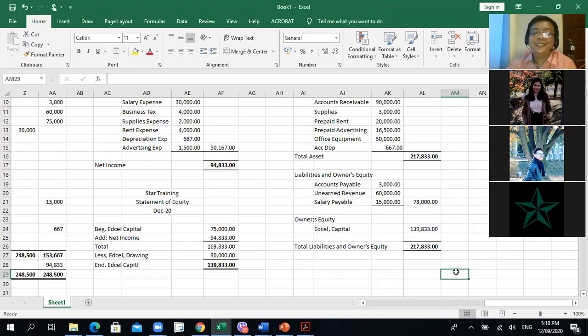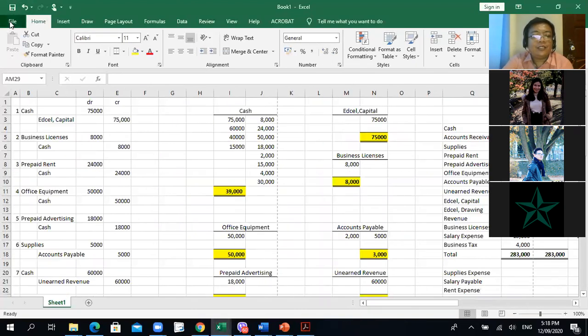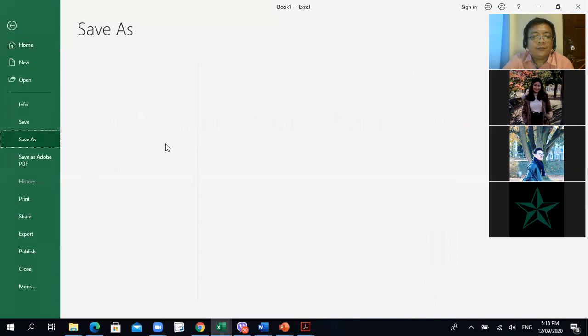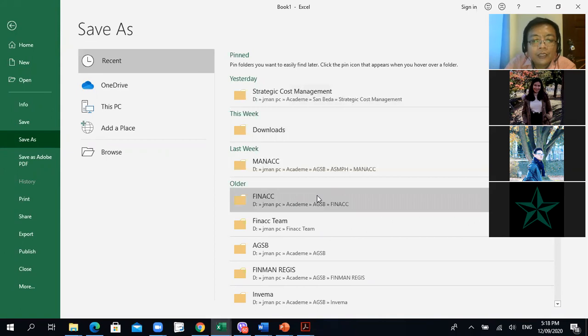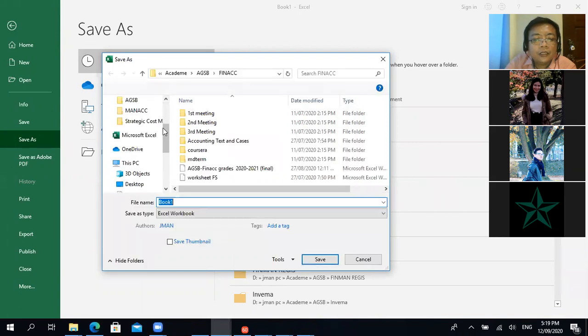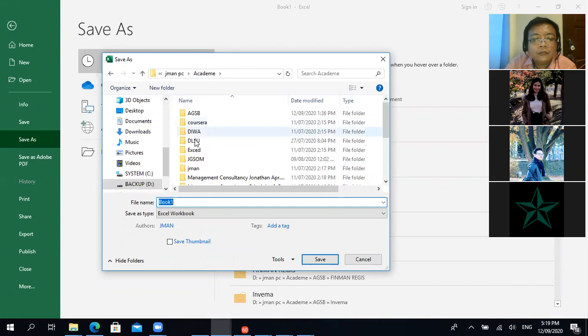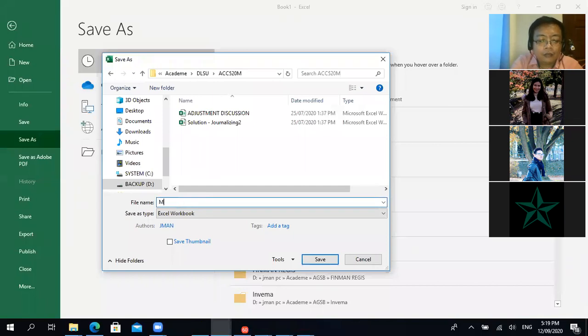All right. Any questions so far? So this is the entire. So I will save this. Para at least I will send it to you. All right. ACC520M answer to the midterm. Midterm exam answer.